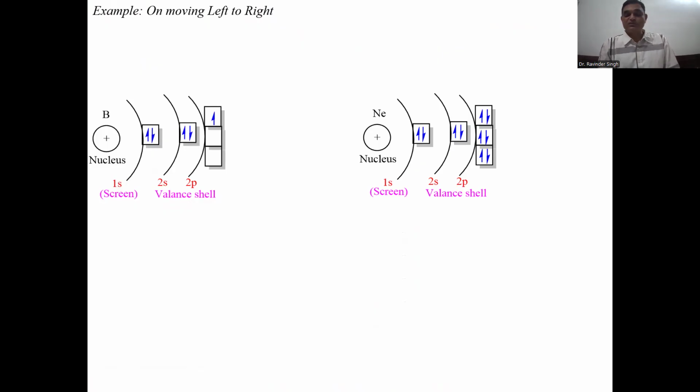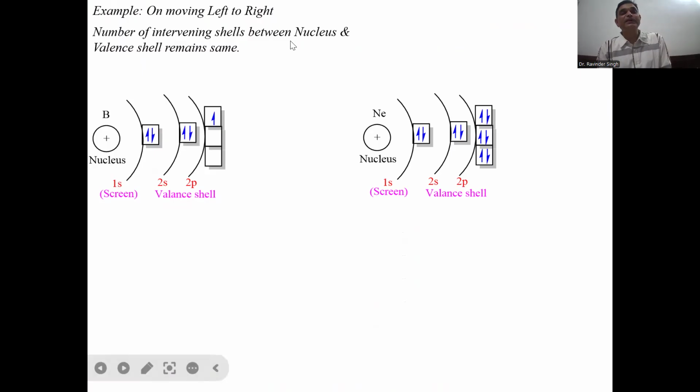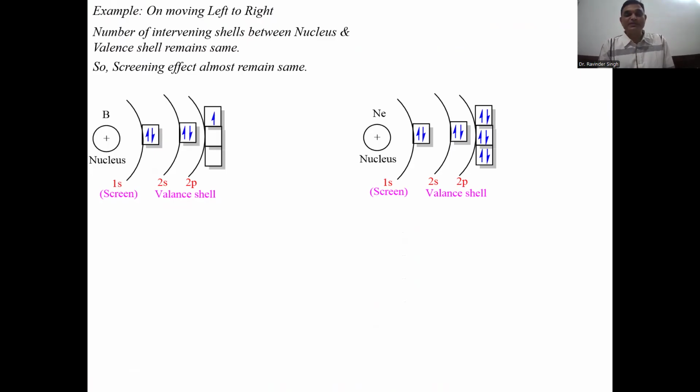You can see the electrons go on entering the same subshell. This means that on moving left to right, the number of intervening shells between the nucleus and the valence shell remains the same. So the screening effect will almost remain the same. The screening effect changes on moving down the group, because the number of intervening shells increases. But on moving from left to right, the number of intervening shells between the nucleus and the valence shell remains the same, so the screening effect almost remains the same.